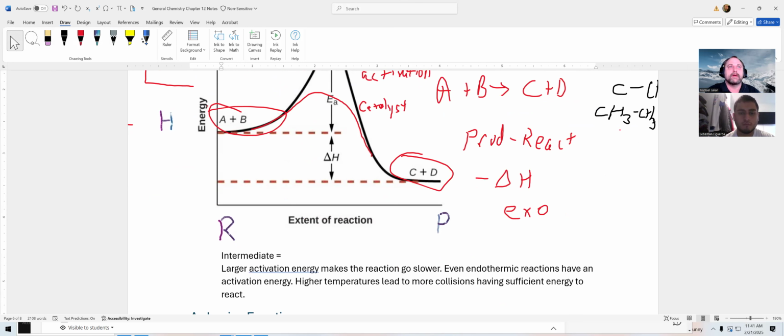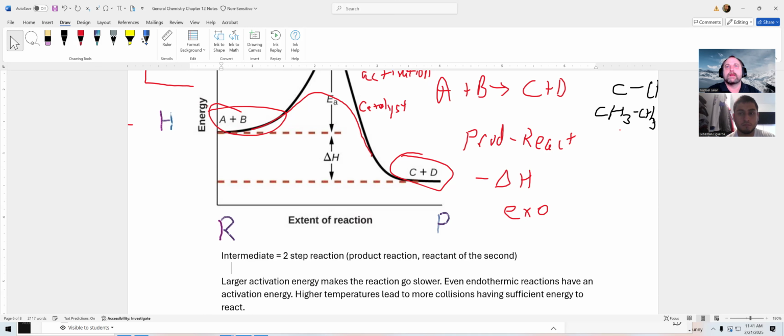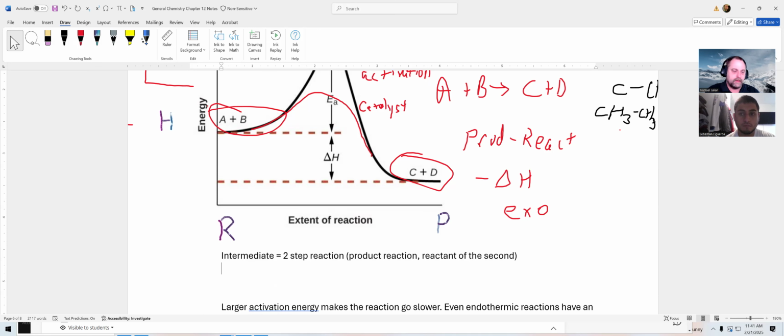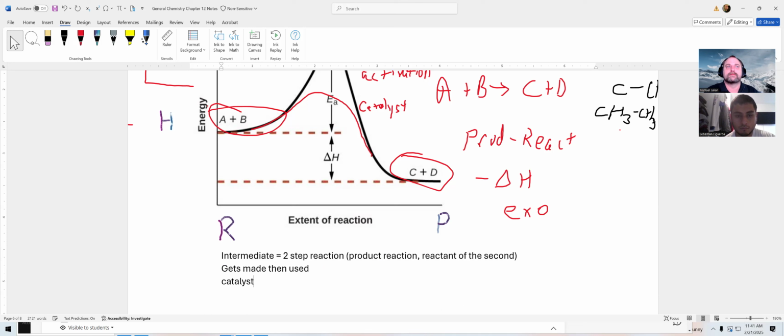And then an intermediate is kind of when we have a two-step reaction. A nice way to think of it is the product of the first reaction, and it'll be the reactant of the second. In other words, it gets made, then used. So it won't be there at the beginning, it won't be there at the end. Whereas a catalyst, we said it gets used, then made. And so those two are really easily confused.